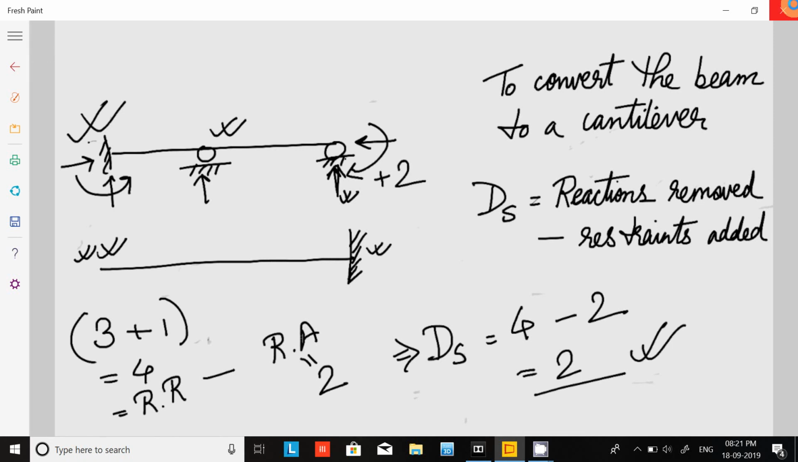So you see, you can convert it into the cantilever from all the sides. Either you can convert any beam to a cantilever like this, or to a cantilever like this. This will not affect your answer. Your answer will be the same.